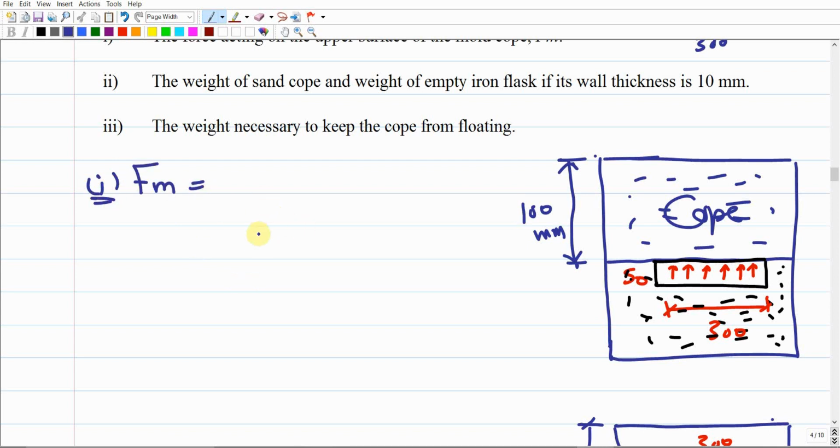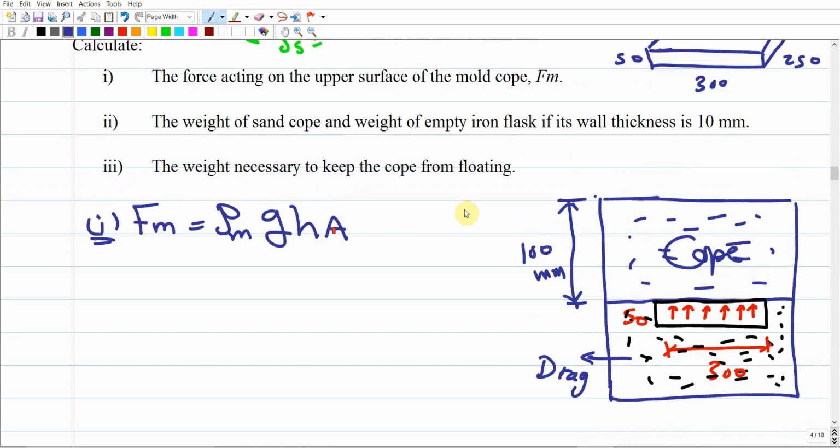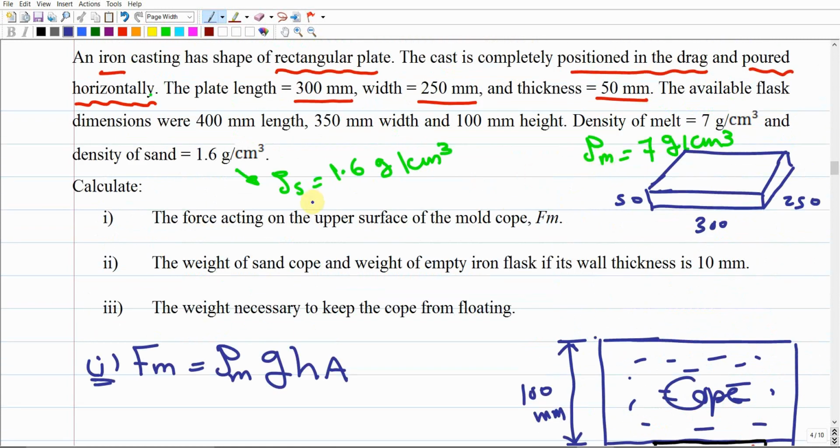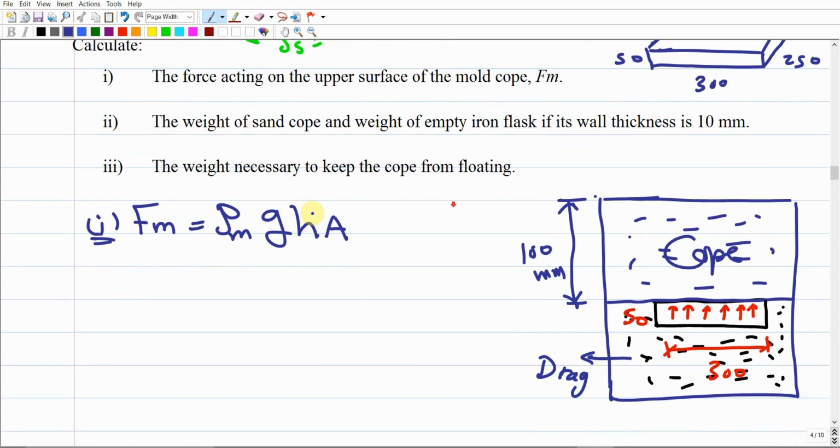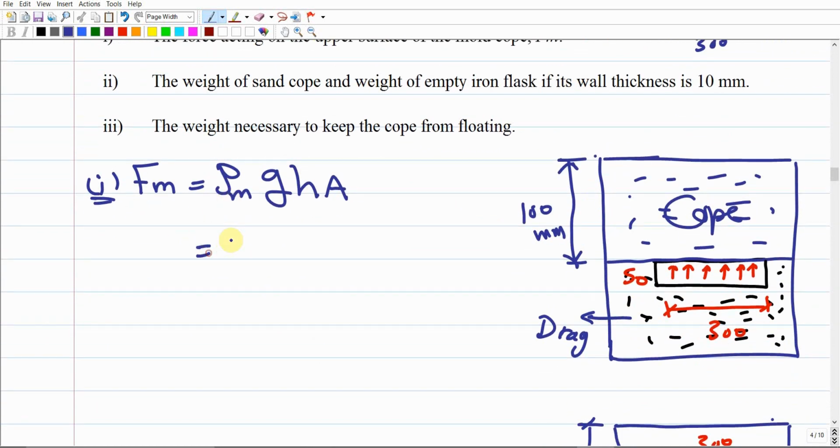Here, we don't have any core. There is no core. And in addition, the casting is completely located in the drag. This is going to be the drag, right? So what does it mean? It means that the Buoyancy force is going to be rho m times g times h times a. What is rho m? This is the mass density, but we do have two mass densities. Which one? The mass density of the molten metal. The metal is made of iron, and its mass density was given as 7 gram per centimeter cube. So the mass density is already given as 7 gram per centimeter cube.